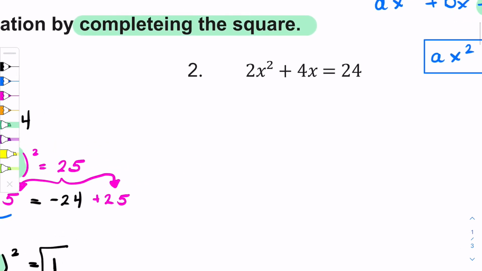Number 2 is already in the correct format with the constant term by itself, so that's good. We do not need to move the constant term to the other side. What we do have to do in number 2 is recognize that we have an a value, and we do not want an a value when you are completing the square. When you have an a value, previously we have divided it out, and when you divide it out, you're dividing it out of every term.